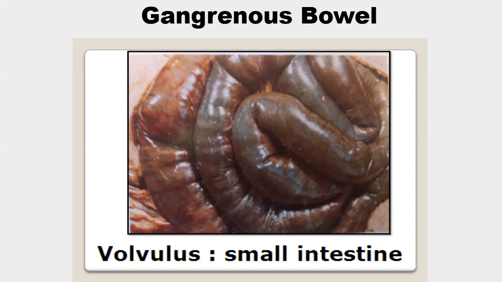Volvulus is a twisting or torsion of the bowel, causing ligation of blood vessels at the root of the mesentery and cutting off blood supply, leading to ischemic necrosis of the bowel, with infection and digestion by the normal bacterial flora in the bowel, causing gangrenous bowel or gangrenous intestine.